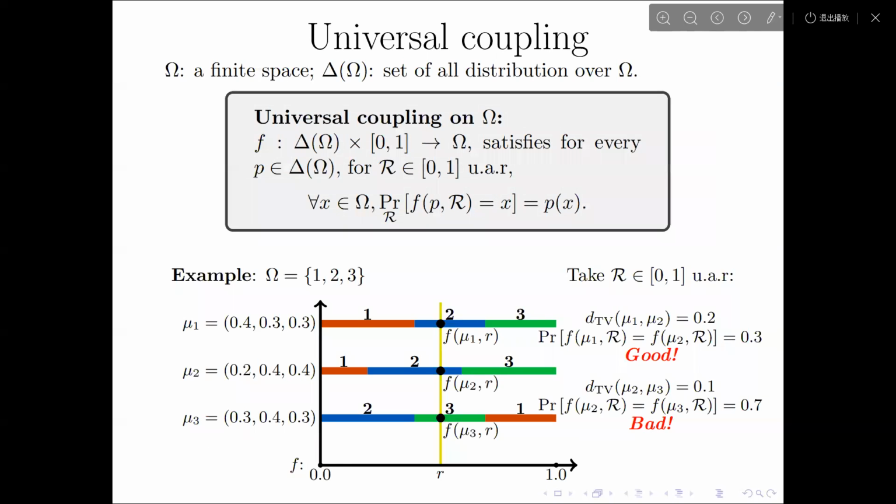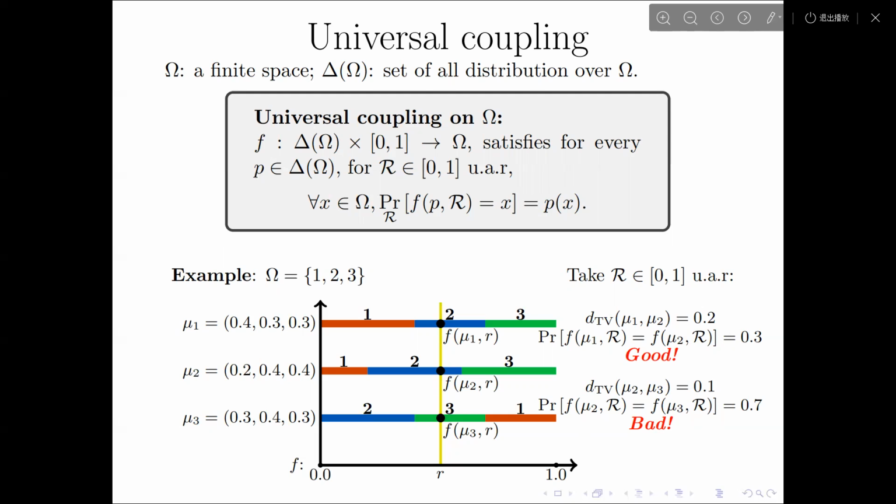For example, let omega be a space of 3 colors. The following picture shows a coupling F on 3 distributions, mu1, mu2, and mu3. For any real number R from the interval [0, 1], F(mu1, R), F(mu2, R), F(mu3, R) respectively define a color in omega. Take R from the interval [0, 1] uniformly at random. Then F(mu1, R), F(mu2, R), and F(mu3, R) are identically distributed as mu1, mu2, and mu3 respectively.